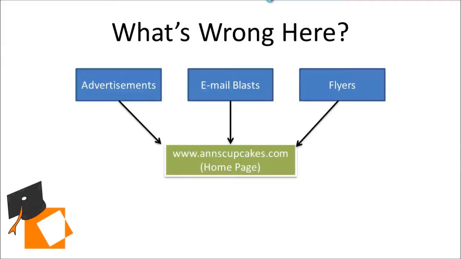But first, let's take a look at the problematic way. Let's use a fictional business called Anne's Cupcakes that we'll be using as an example for the rest of the video. Anne has a cupcake bakery and delivery business, and she has a ton of advertising that she does. She has a marketing email list, and she has flyers that she sends out. Currently, all of her marketing simply points towards annscupcakes.com.